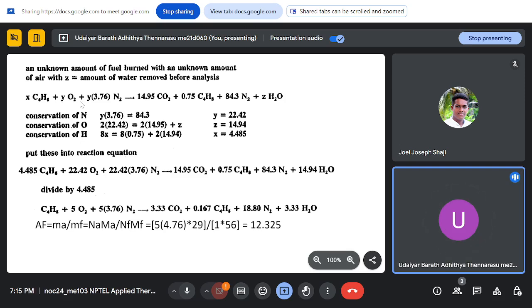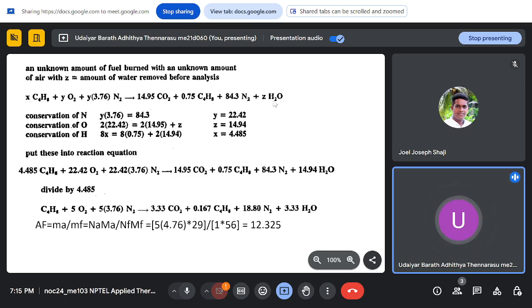So Y moles of oxygen plus Y into 3.76 moles of nitrogen gives you 14.95 moles of CO2 plus 0.75 of the fuel plus 84.3 of nitrogen, plus combustion will result in water. That contains Z amount of water which we have to find. So now this is how the expression looks.